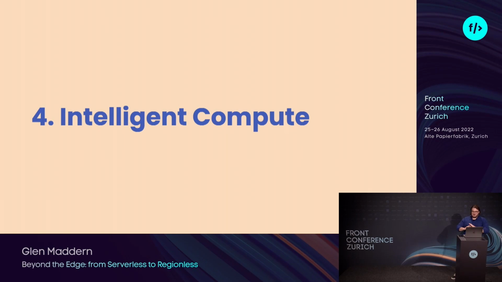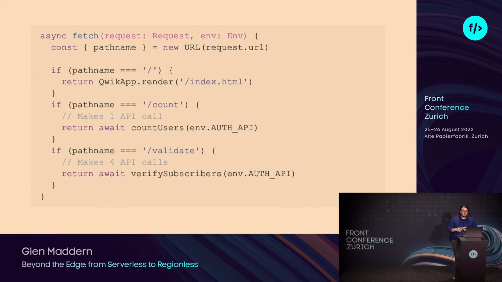So I'll end with basically the overarching shift in the future of hosting, the beyond serverless kind of idea. I'll give you another example. This one's a little bit less specific, but kind of maybe hits it home a little easier. Imagine that you had a worker that could do three things. The first was just render the index HTML. The second was count, and that count would make a single API call to somewhere in the world. And the third thing was validate, which would make 4 API calls.